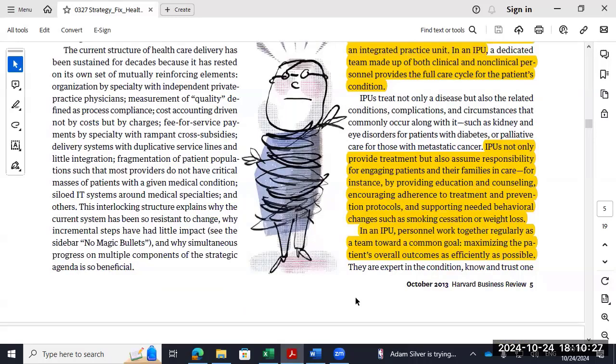IPUs not only provide treatment, but also assume responsibility for engaging patients and their families, providing education and counseling, encouraging adherence to treatment and prevention protocols, and supporting needed behavioral changes such as smoking cessation or weight loss. This is not what the medical community wants, because if you do that, people will be healthier and you have fewer patients, you have fewer customers.